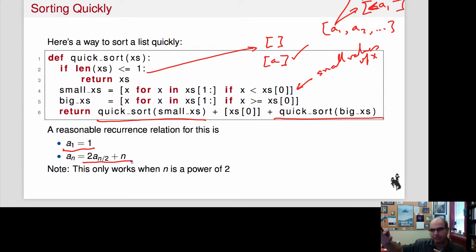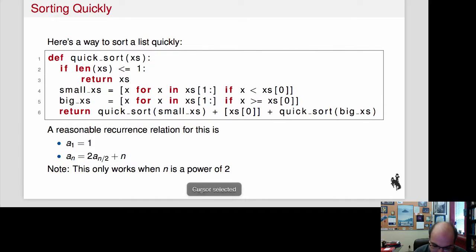And then I have to somehow combine them. So that combining is going to be about as long as the original list. So that's n steps for that. Now, realize that this only works when n is a power of 2, because if I have 7, then I say 7 divided by 2, oh crud, that's 3.5. So this really only makes sense when n is a power of 2, but that's okay. When n is a power of 2, this is a nice recurrence relation for this.